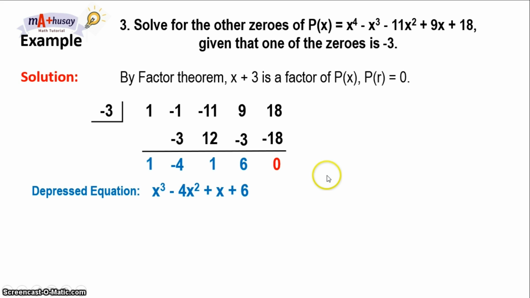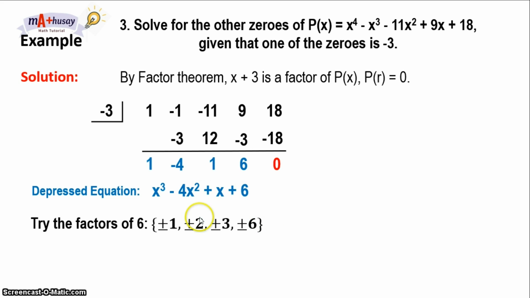Now, since we want to find the other zeros of P of x, how are we going to factor out x cubed minus 4x squared plus x plus 6? To factor this, you have to list down all the factors of the constant c, which is 6. So, you can have positive or negative 1, positive or negative 2, positive or negative 3, or positive or negative 6.